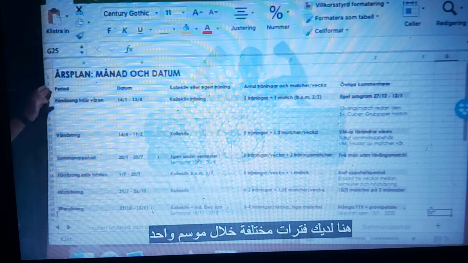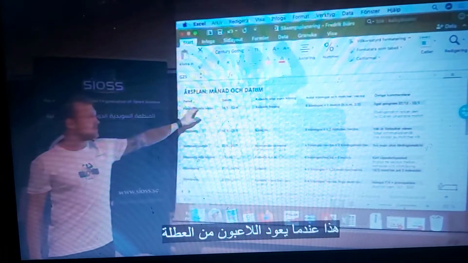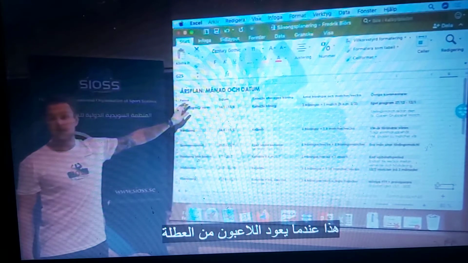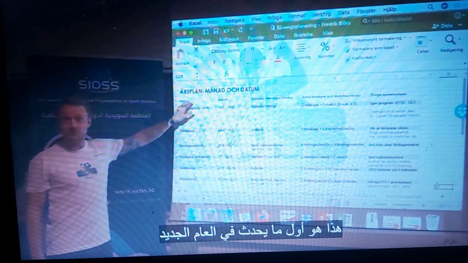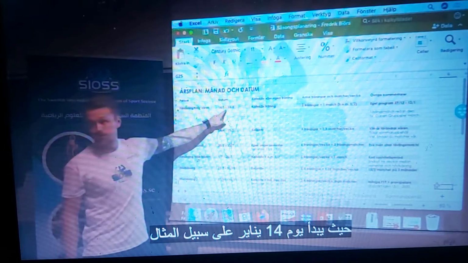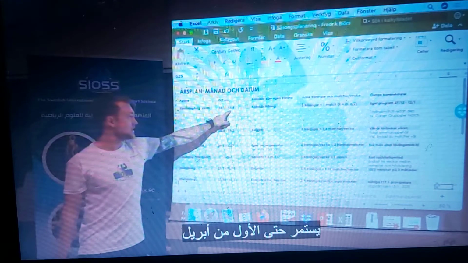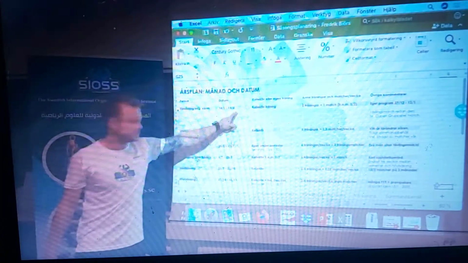Here you have the different periods within a season. We have pre-season before spring season starts. This is when the players come back from vacation. This is the first that happens in the new year. And it starts the 14th of January for us, for example. And it lasts until the 13th of April.